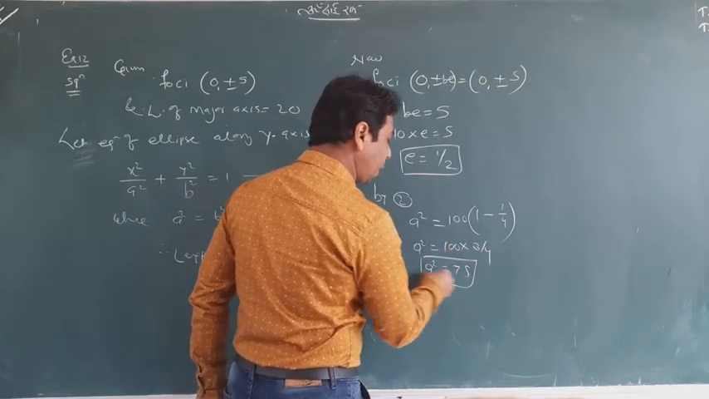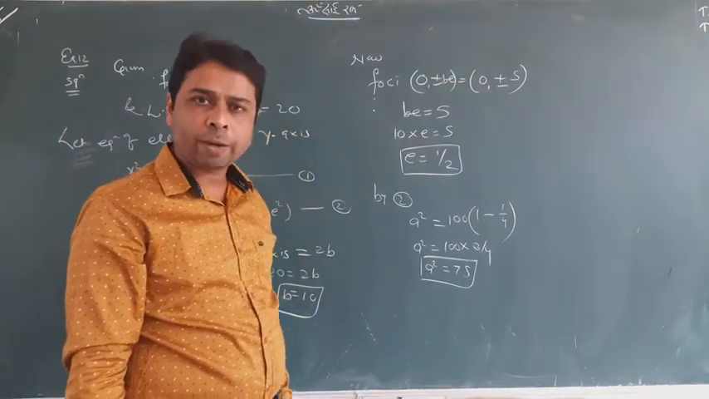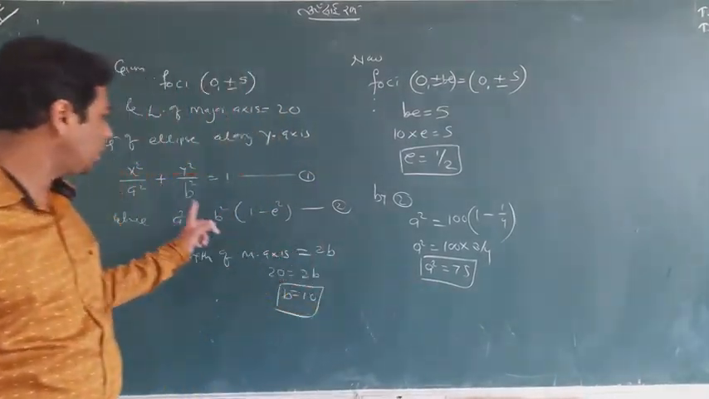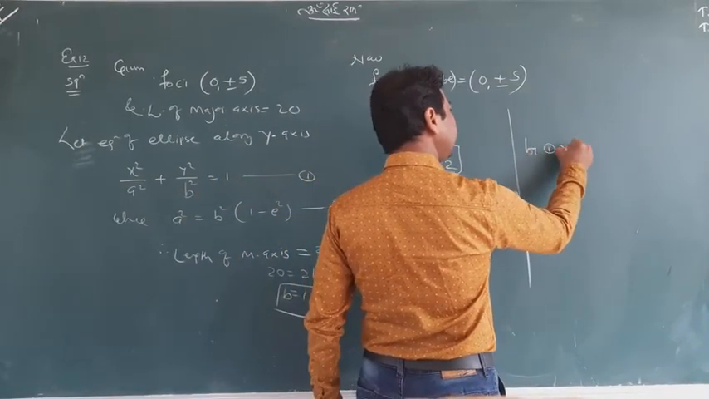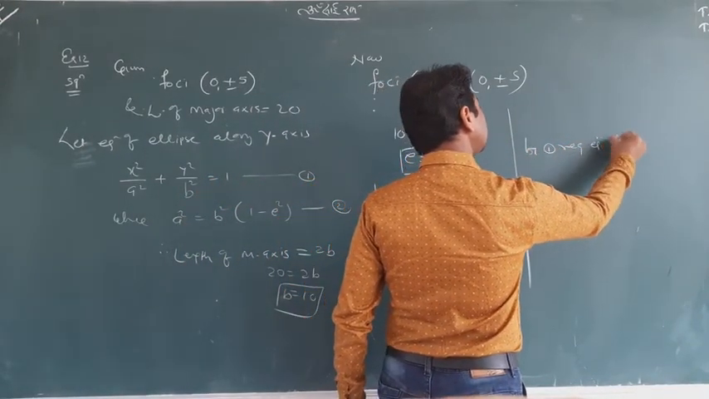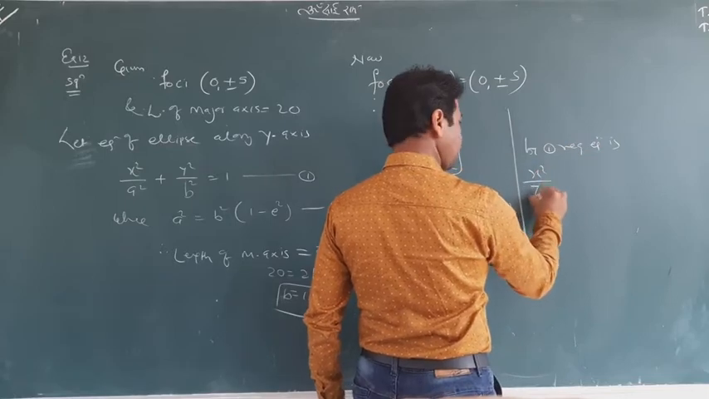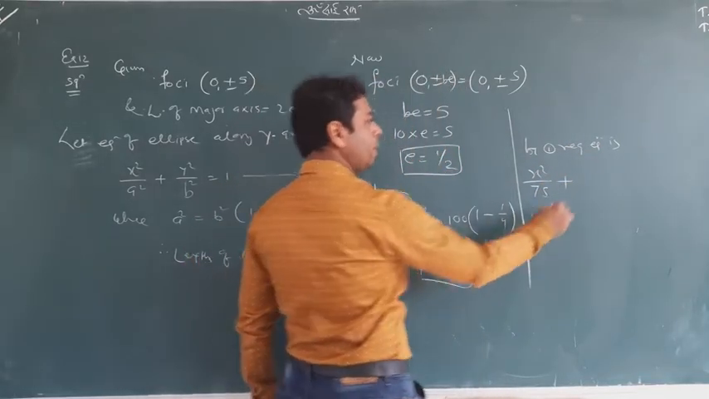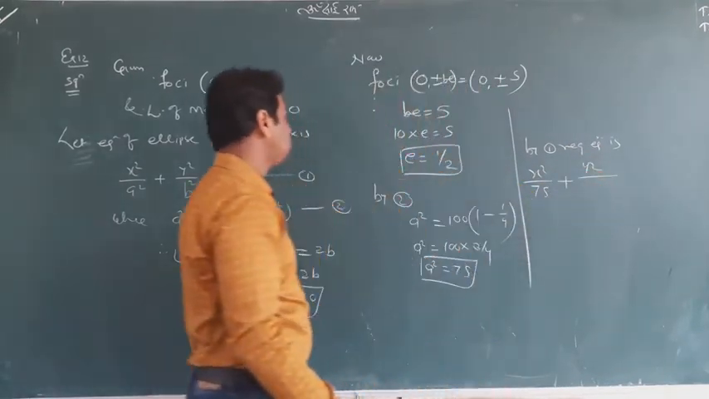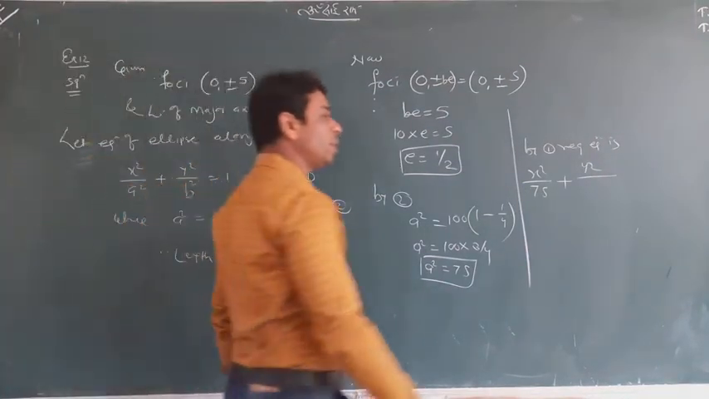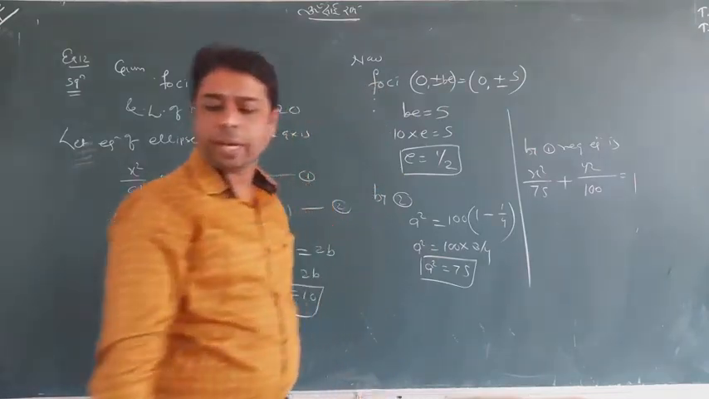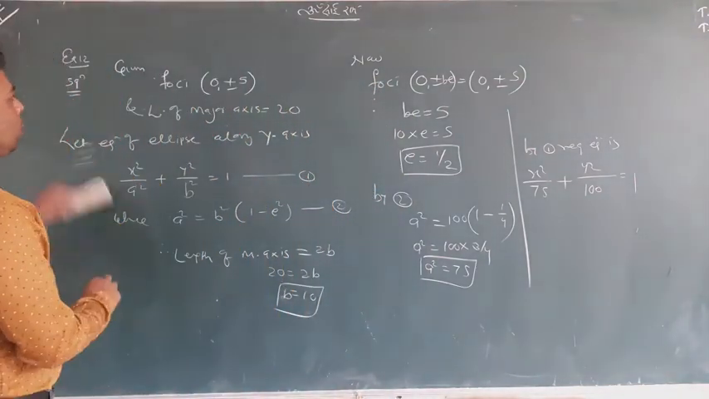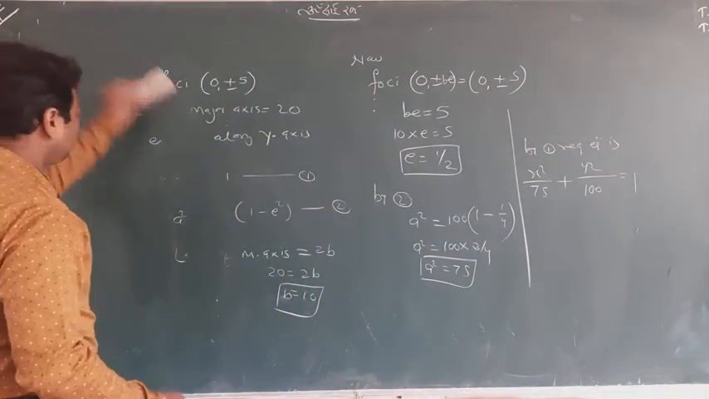I am not interested in finding the value of a, you know it, I ultimately need a square. So the rest is only the formal part. The required equation is x square upon a square, which is 75, plus y square upon b square, which we already got as 100, equal to 1. That's the answer. So it is again a very simple thing. Hope you are getting it, students, very simple.